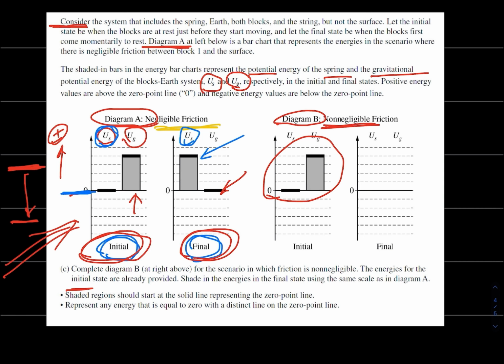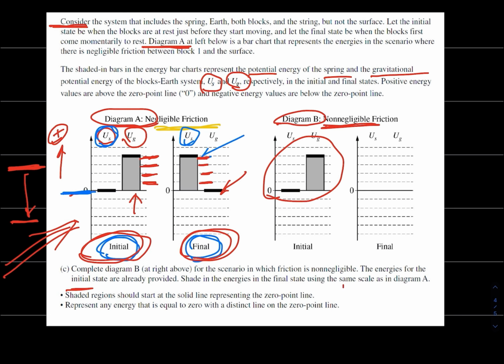Now what happened in diagram A? Look at the initial in diagram A. They gave us 1, 2, 3, 4 units of gravitational potential energy, and all of that got transferred to the spring. 1, 2, 3, 4. Okay, there's our scale.